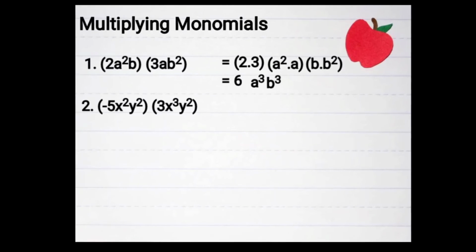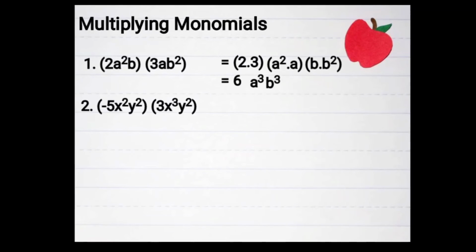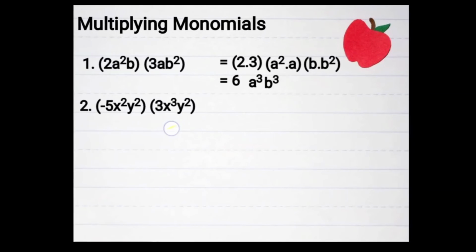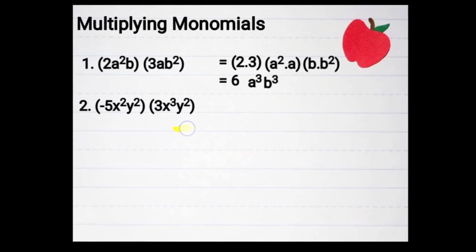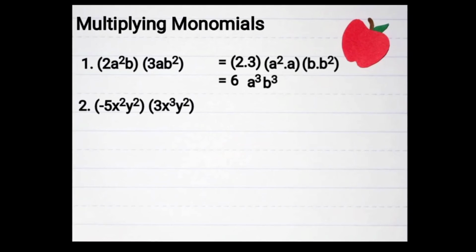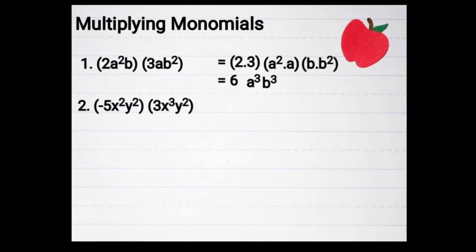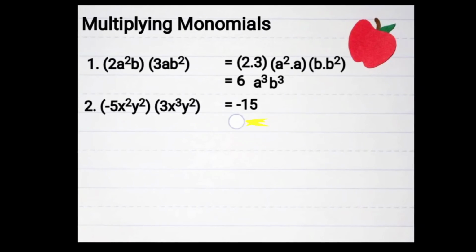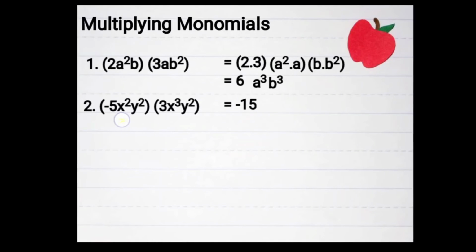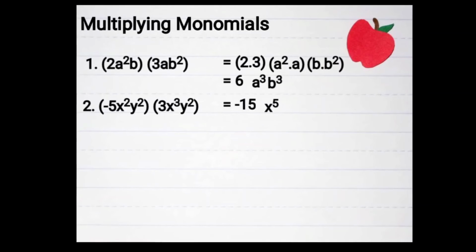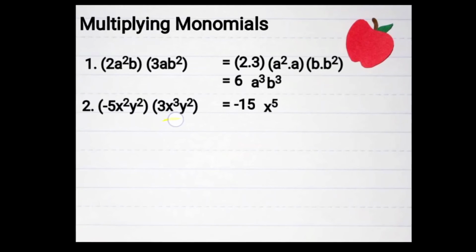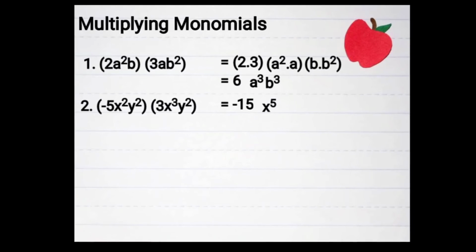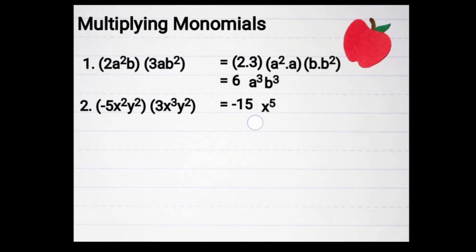Now let's have number 2. Negative 5 times x squared times y squared times 3 times x cubed times y squared. Again, multiply the numerical coefficient. We have negative 5 and 3. So negative 5 times 3 is negative 15. Then we have x squared times x cubed. What you are going to do is copy the base x, then add the exponents. 2 plus 3 is 5.